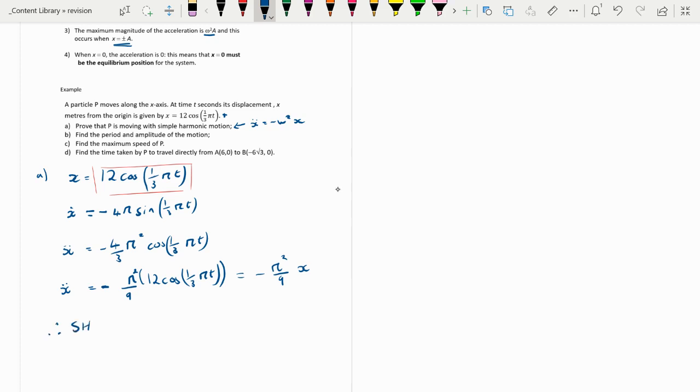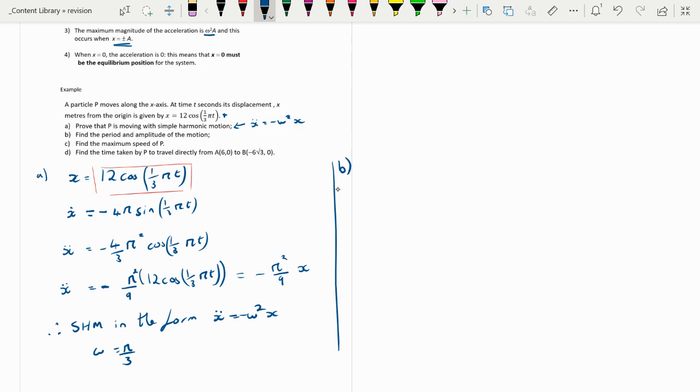Therefore, simple harmonic motion in the form x double dot equals minus omega squared x. Now I'm going to state my omega as well. So omega must be pi over 3. That's going to be important for me to do so that I can carry on with the rest of the questions. So if we need to prove it, differentiate again, try and get your x out and think about what you need to times the original by to get to it.